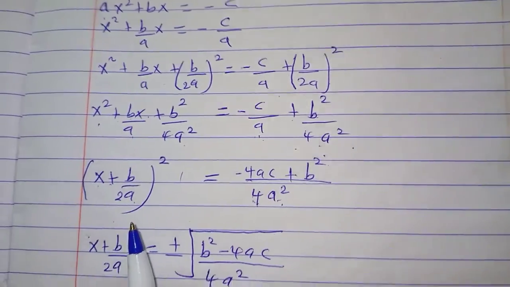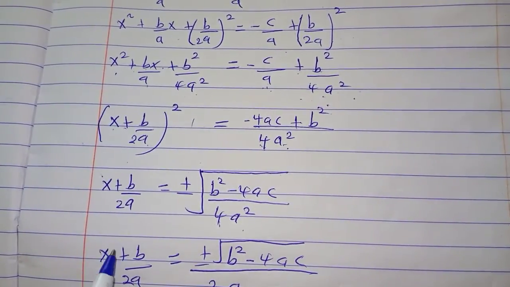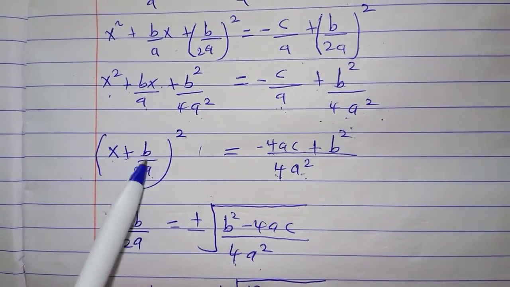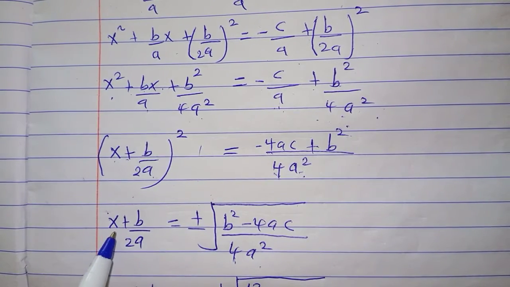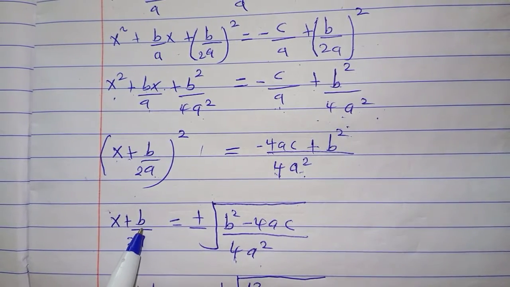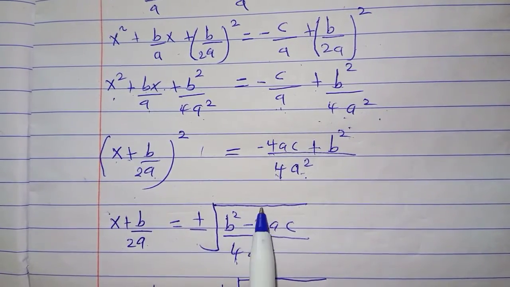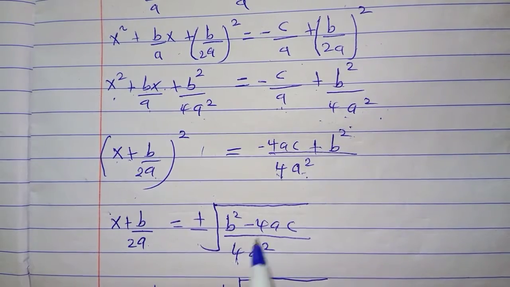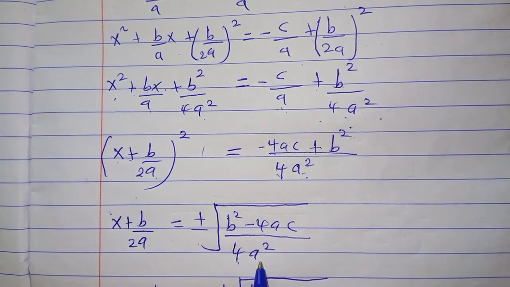Then after that, we take the square root of both sides here to obtain x plus b over 2a is equal to plus or minus the square root of b squared minus 4ac divided by 4a squared. We can start with the positive part.